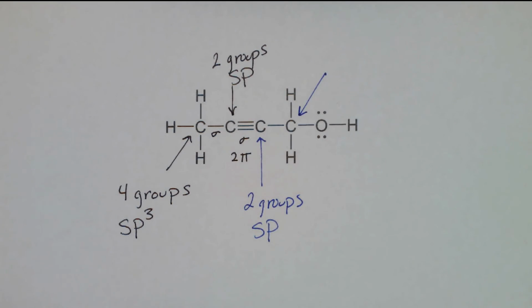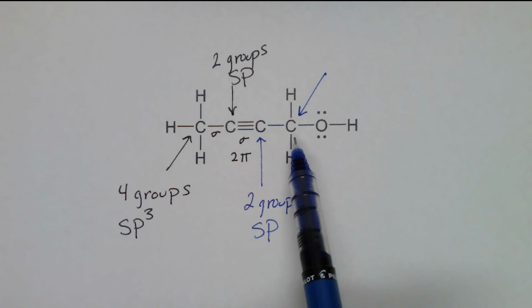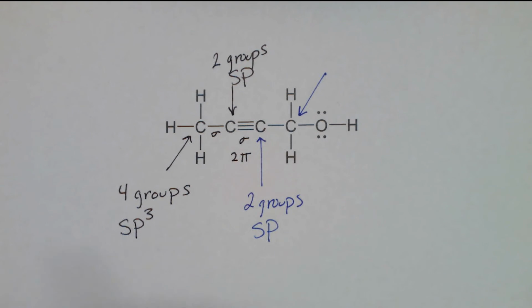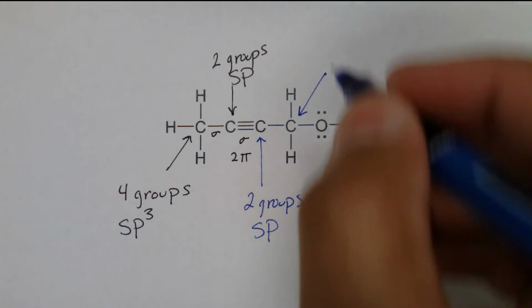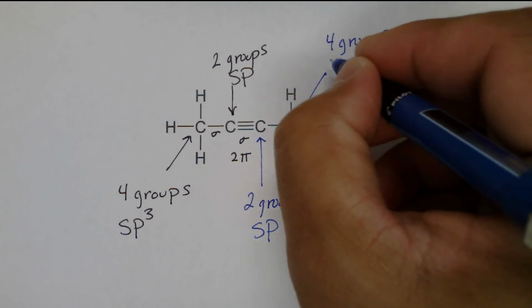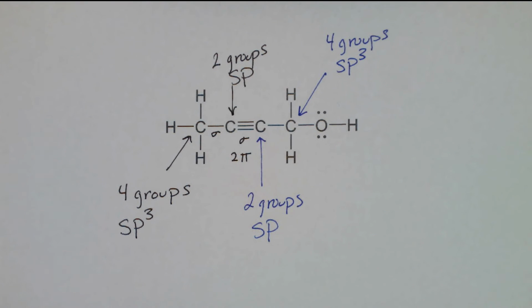To our next carbon, one of the things you'll notice, this carbon has 4 sigma bonds. We can also count the atoms, 1, 2, 3, 4 atoms, no lone pairs. So this carbon atom looks a lot like our first carbon atom. 4 groups, we'll call that sp3 hybridized.